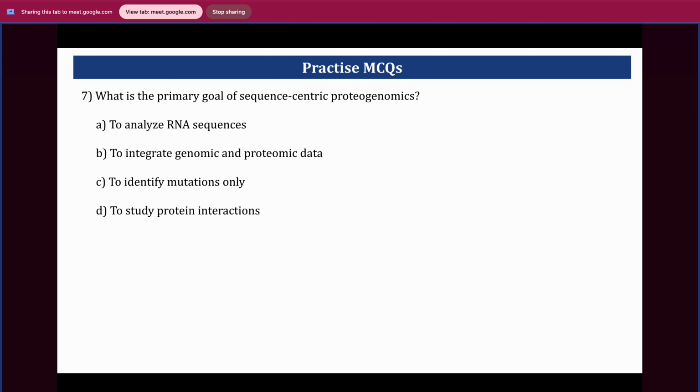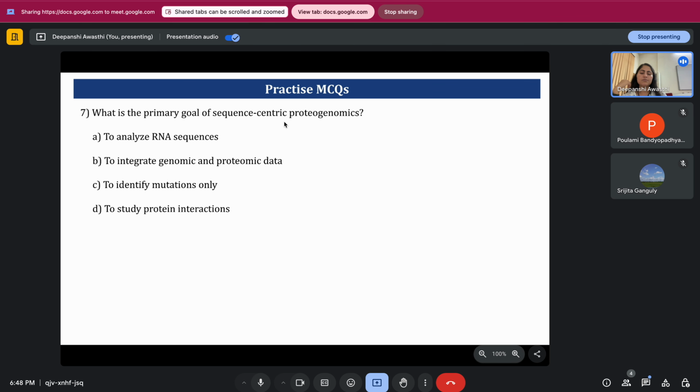Okay, now let's move to the next question. What is the primary goal of sequence-centric proteogenomics? Option A, to analyze the RNA sequences. Option B, to integrate genomic and proteomic data. Option C, to identify mutations only. And option D, to study the protein interactions.